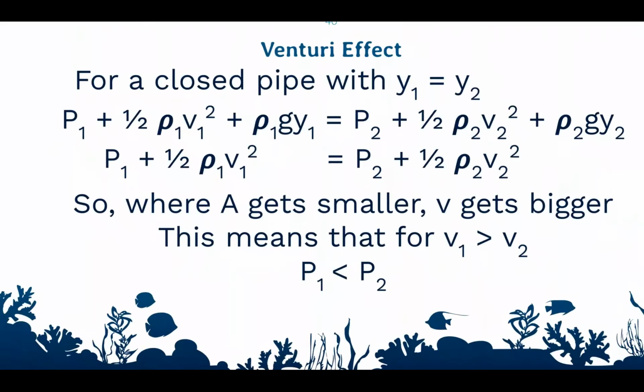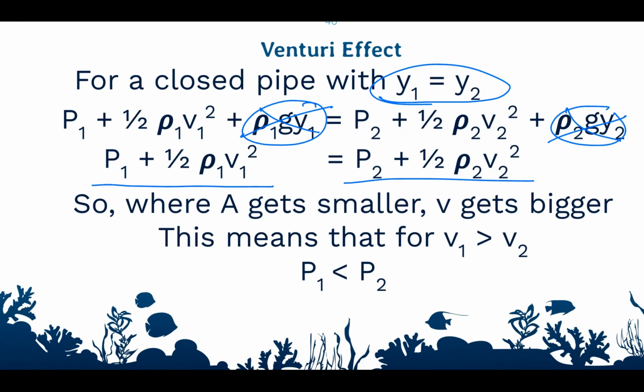Now, what's interesting is for a closed pipe, if you have the heights be the same, then that means that these will be the same. So those can essentially cancel out because I'll say that those are a height of 0. What you're left with is this. And this is important because if you have a big velocity, that means that you're going to have a small pressure if it's going to be equal. So if this is a smaller velocity, this will have to be a bigger pressure.